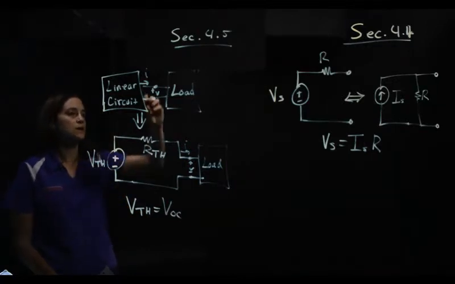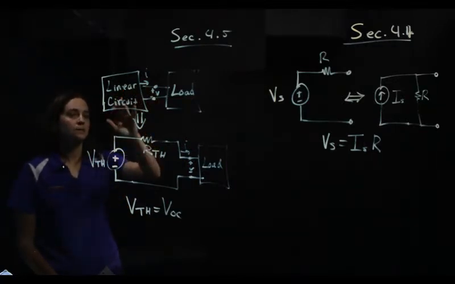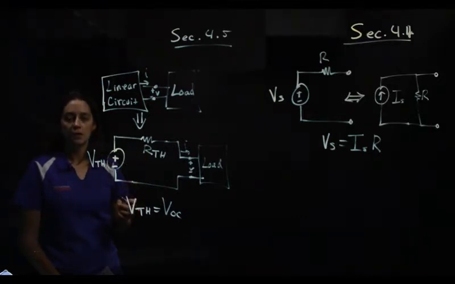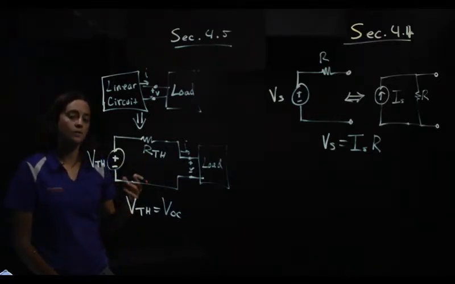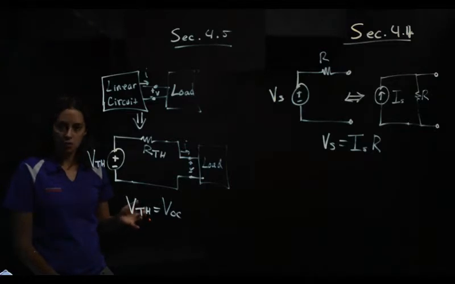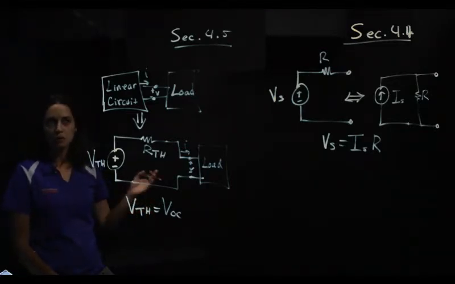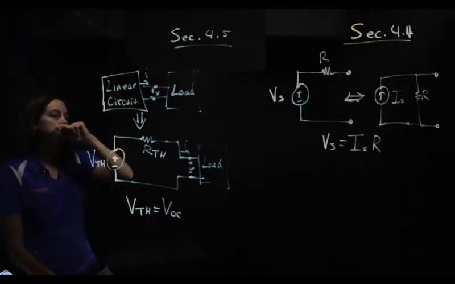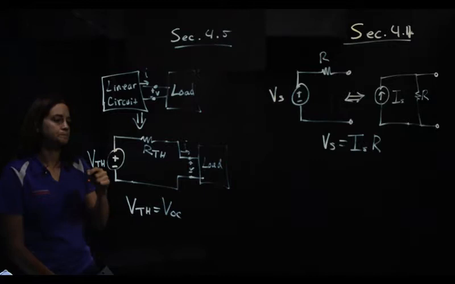So when we have our linear circuit, a linear circuit is a circuit that has only linear elements. So elements that follow Ohm's law, V equals IR. It's going to be everything you do in circuits 1 and 2. You don't deal with nonlinear circuits until electronics. So any circuit that you're learning in this class, you can do Thevenin's theorem on.